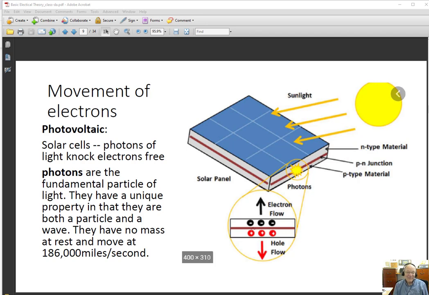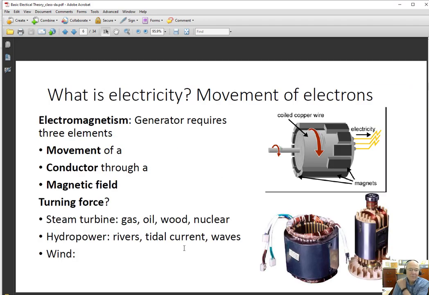It's amazing to me, the wave particle theory of light. And here's the definition. These photons have no mass at rest and move at 186,000 miles a second, which is the speed of light. Let's go back to electromagnetism. Electromagnetism generates electricity in the most useful possible way for us because it's so easily controlled.